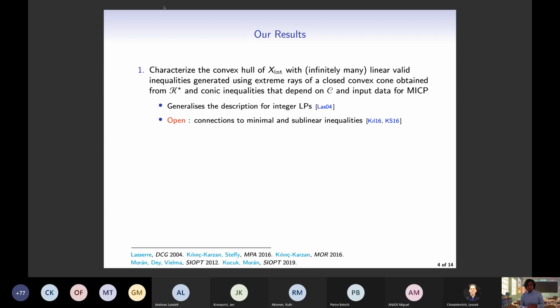All right, so just a brief outline of what our results are. The first main result, or I guess the goal, the punchline, is being able to describe the convex hull of this mixed integer conic set with linear inequalities. Of course, in general, you would expect infinitely many because we are allowing for nonlinear cones. And the description of these inequalities is generated using extreme rays of another closed convex cone, which itself is obtained using the original cones from our problem, the C and the K, or duals of these cones, and also the input data. Okay, so let me go back.